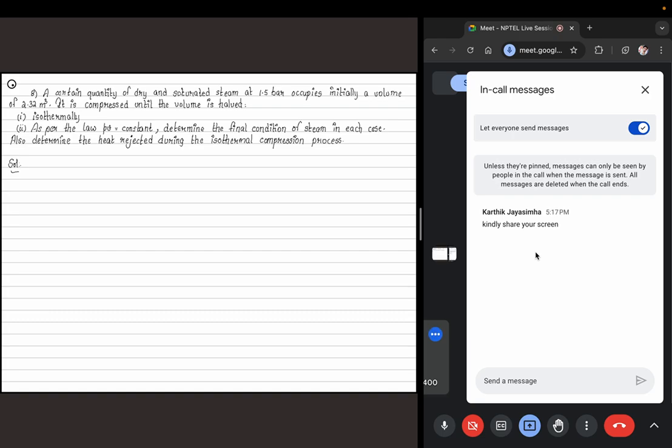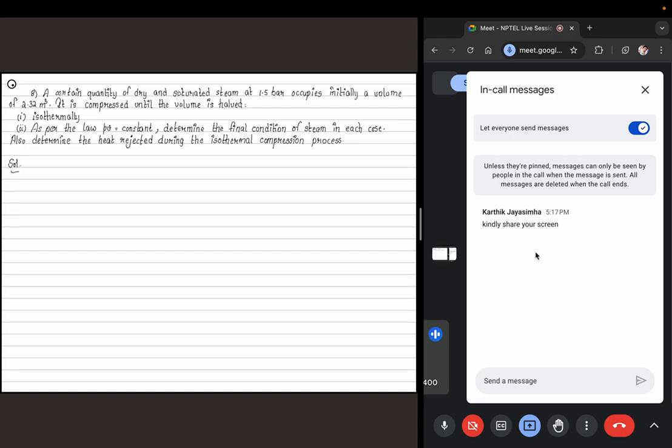When you assume the ideal gas law, the isothermal case that we usually use, that is PV equal to constant, and then compare it with the steam tables that we are using right now, and see what is the difference between these and try to understand what is actually causing the difference. In this case, you have a certain amount of dry saturated steam at 1.5 bar. It is occupying an initial volume of 2.32 cubic meters. It is compressed until the volume is halved. When it says the volume is halved, the mass of the system remains the same, so your specific volume will also be halved.